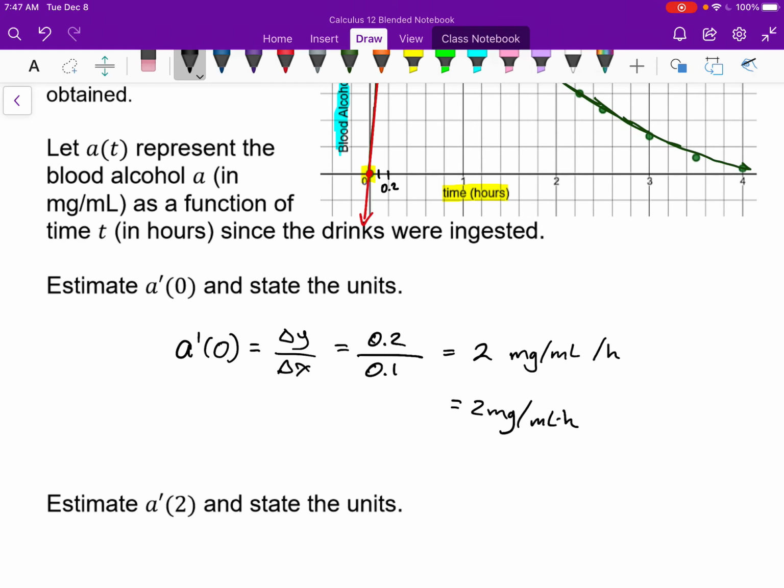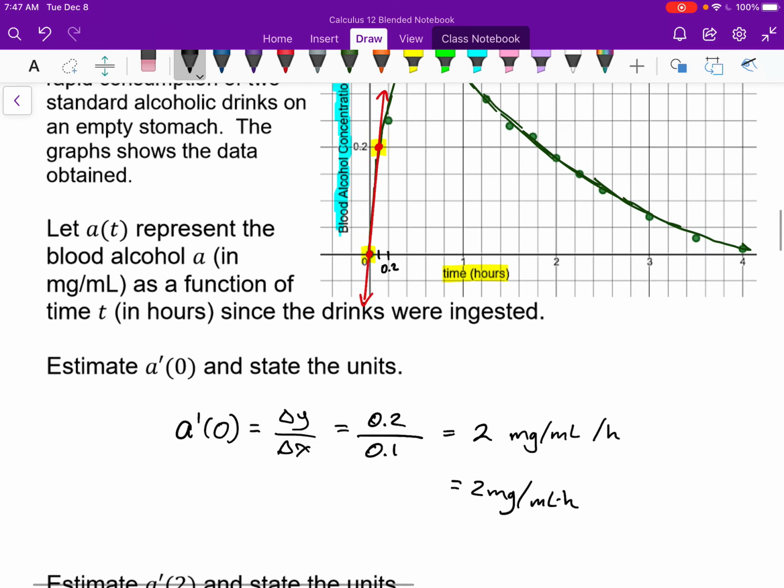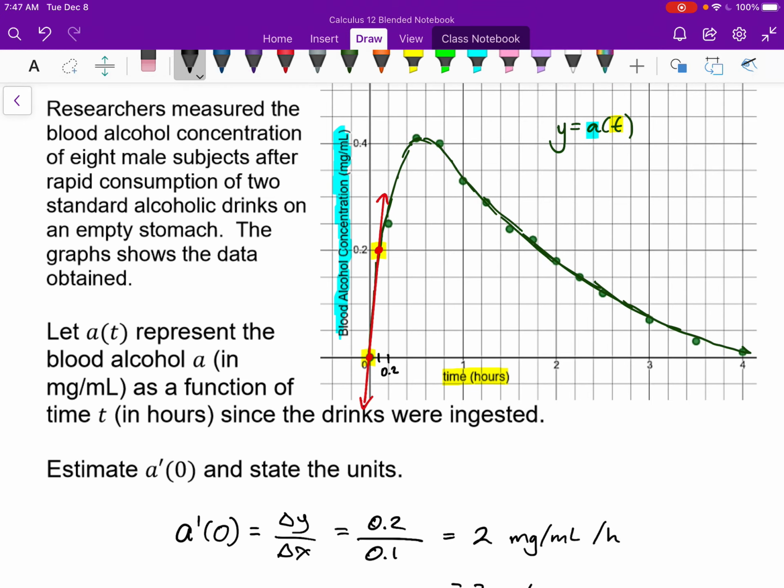That's it. That's my quick little estimate from the data here. It's definitely going up. The units, I'm sure about the units. The actual 2 is all based on my estimate of this little tangent line. But the idea is, what a prime at 0 means is what it just found. It means the slope at that instant.